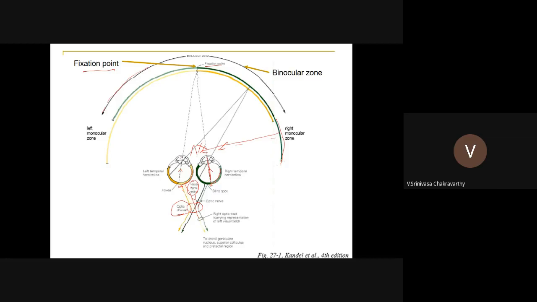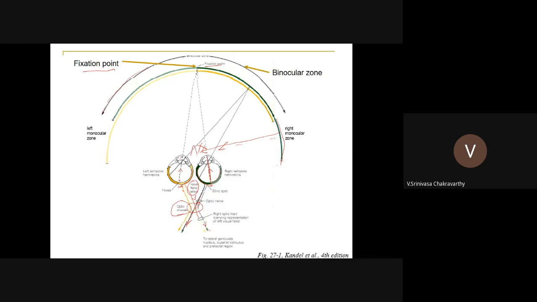So the temporal hemiretina of the right eye, these fibers go to the optic chiasm and then take a turn and go to the same side of the brain. Whereas if you look at the nasal hemiretina, these are able to see the right visual field. So these fibers go to the optic chiasm and go further on to the opposite brain, to the left brain.